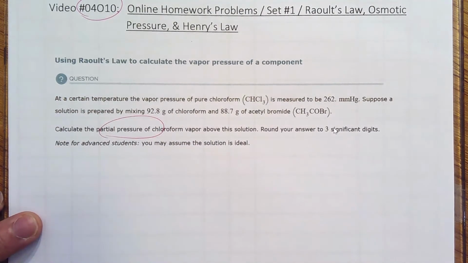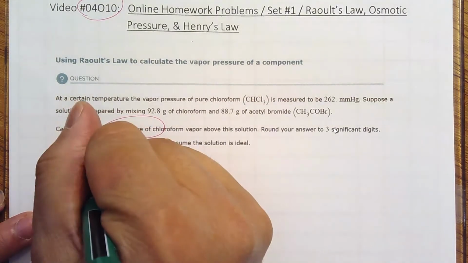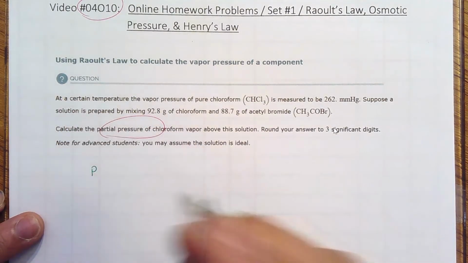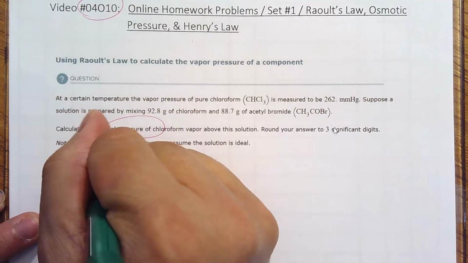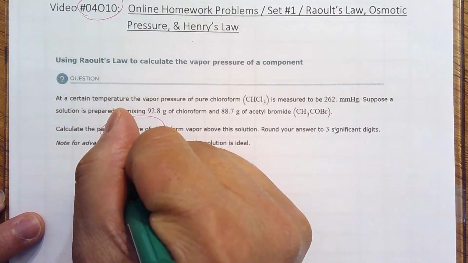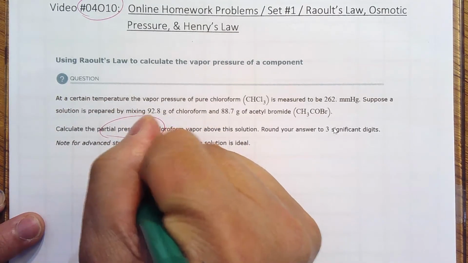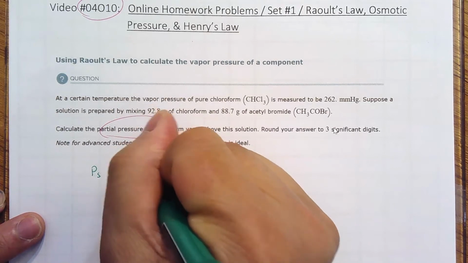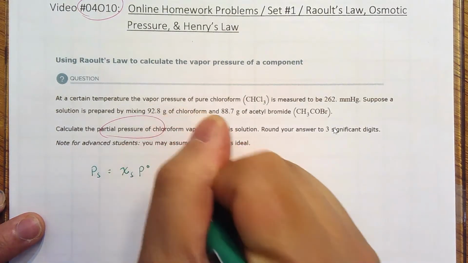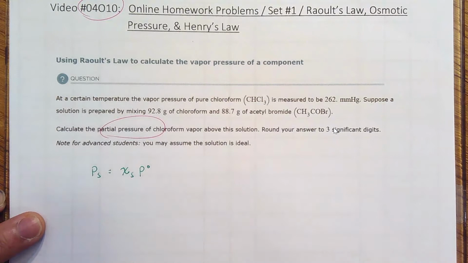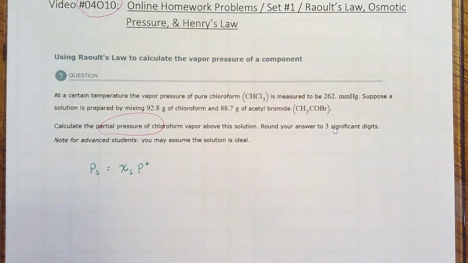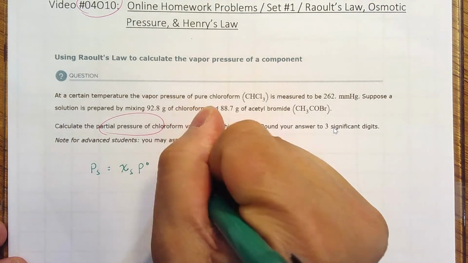Do I know that vapor pressure equation? The partial pressure of a solvent equals the mole fraction of that solvent times the vapor pressure when the solvent is pure. That is Raoult's law.